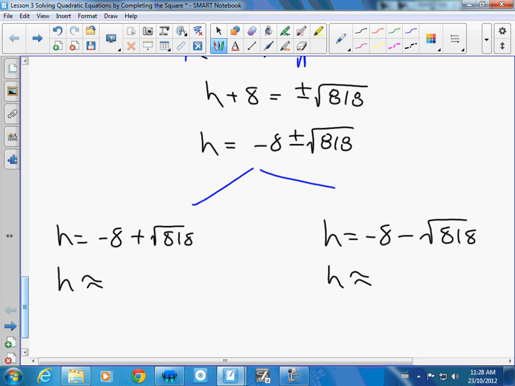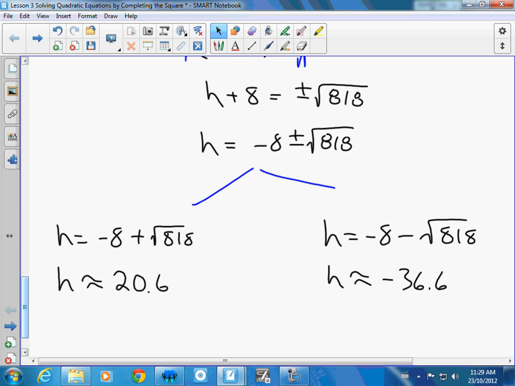What'd you get for the answer? You have to do it. Wrong, but anyways. Do you even know which one he's talking about? You got negative 36.6 for that one? No. Could you actually do this with your calculator, please, instead of just guessing? What'd you get? 20.6. Okay. So 20.6 and negative 36.6. Those are two possible answers.